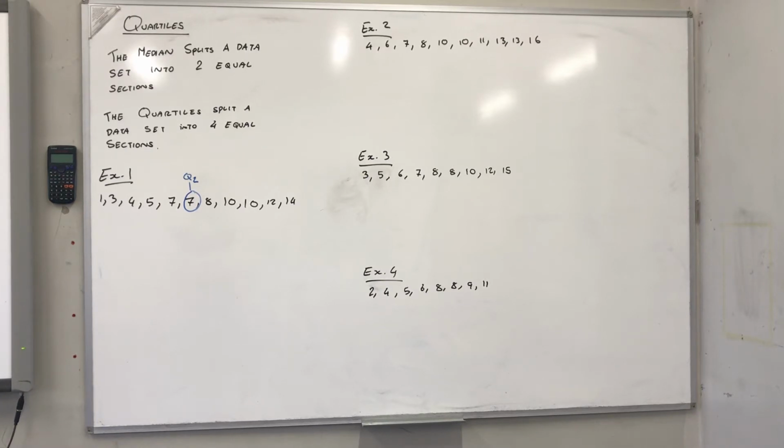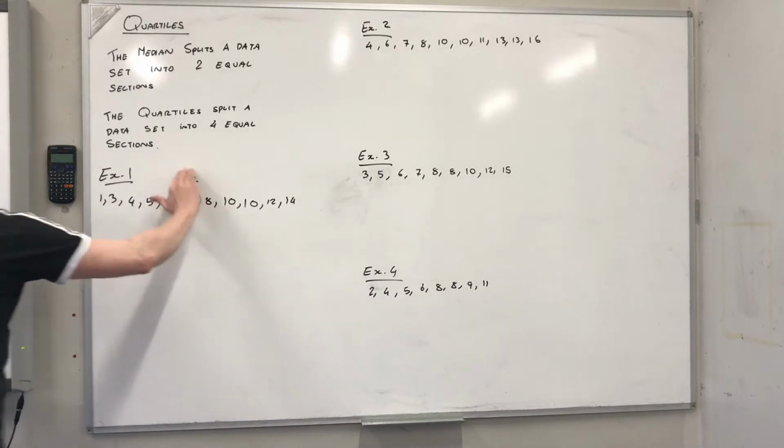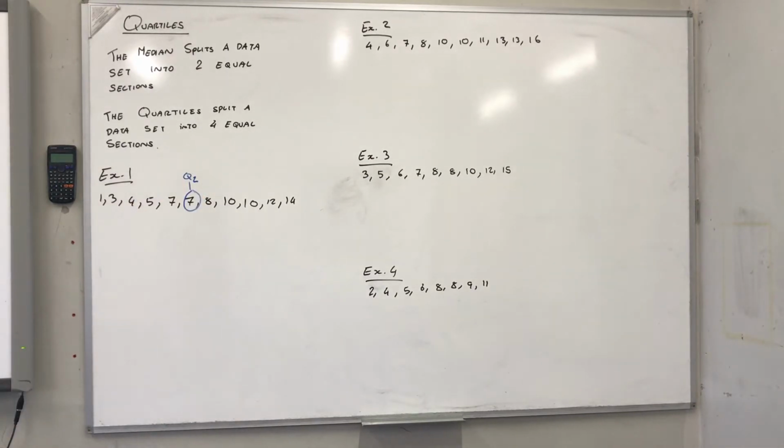Okay, so now we need to find the quartiles, and the way we're going to do that is by finding essentially the halfway point between the median and the lowest bit of data, and between the median and the highest bit of data. But we need to ignore the median that we just found. So you can see if I cover up that median, there are 5 data points, and we just find the middle of that.